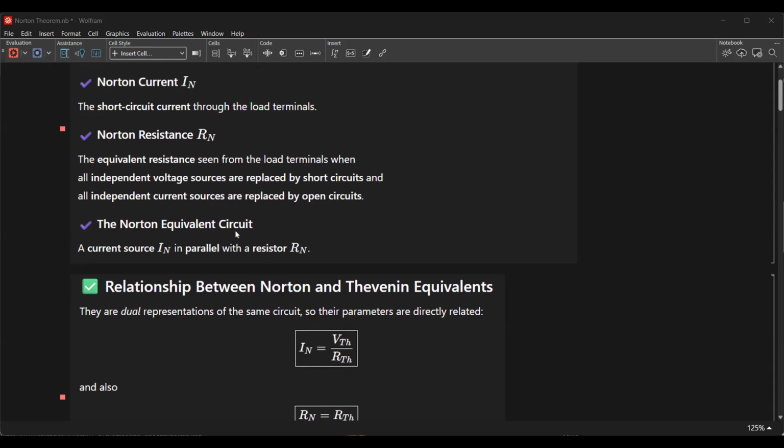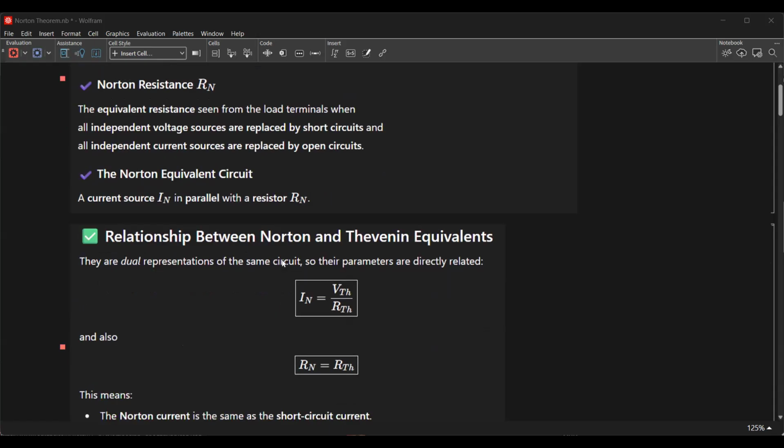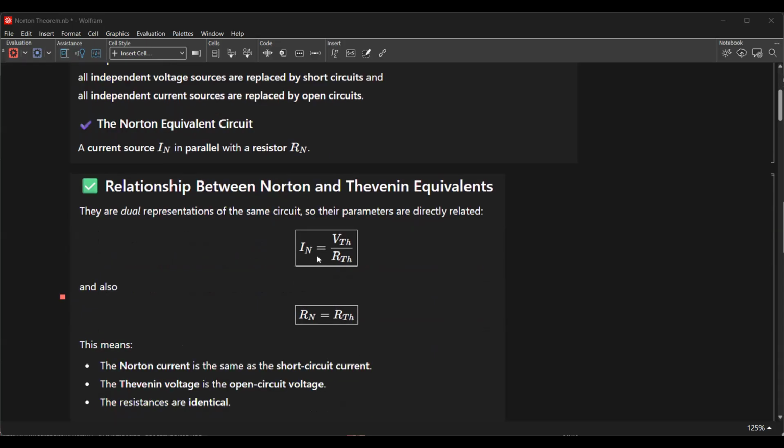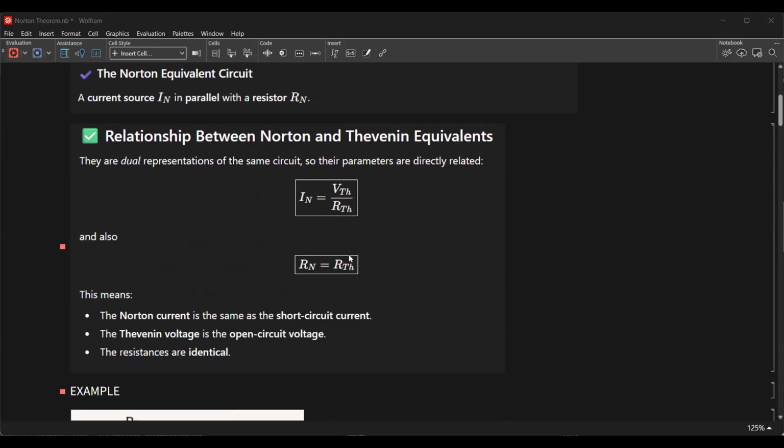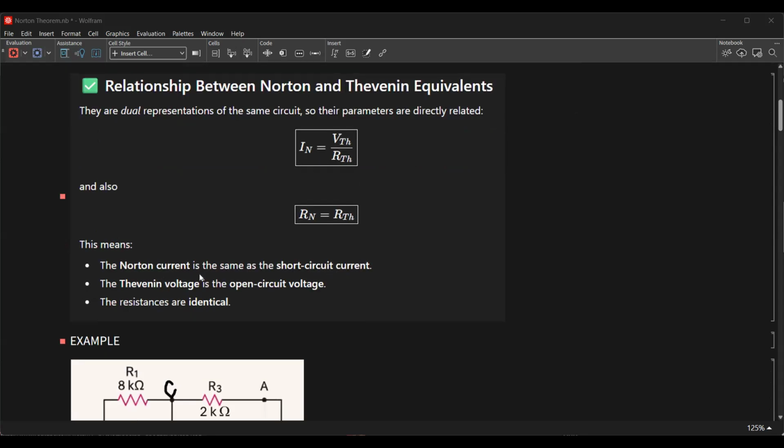So the Norton equivalent circuit is a current source IN in parallel with the resistor RN. The relationship between Norton and Thevenin: they are dual representations of the same circuit, so their parameters are directly related. IN is equal to the Thevenin voltage over the Thevenin resistance, and the Norton resistance is equal to the Thevenin resistance. This means the Norton current is the short circuit current, and the Thevenin voltage is the open circuit voltage.